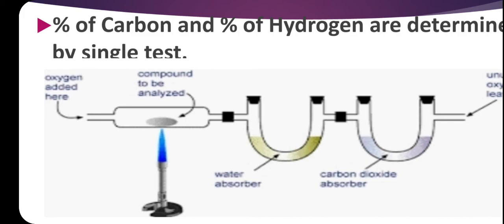Now after the experiment is over, the calcium chloride tube is again weighed, and the tube which contains KOH is again weighed, and the difference of weight, initial weight and final weight, will give us the amount of water that is absorbed. And in the second tube, the weight will give us the weight of the carbon dioxide.